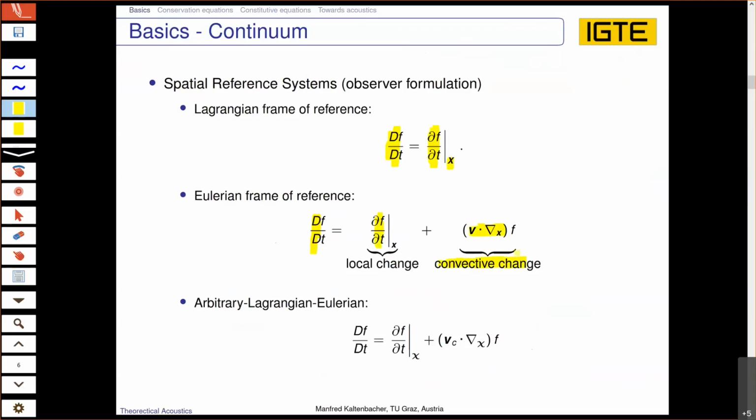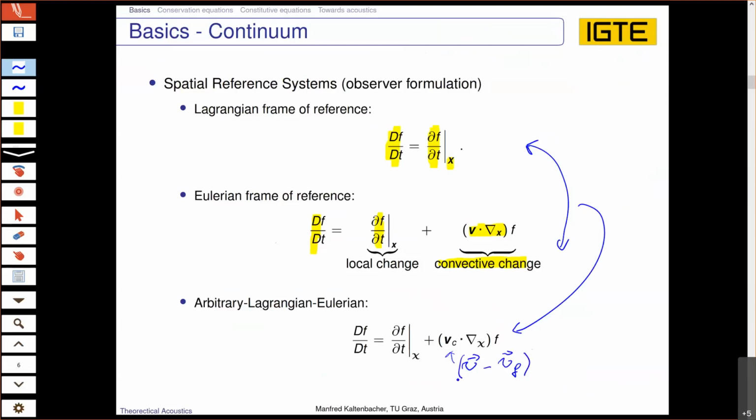If you now combine these two in a fluid structure interaction description, then we come up to this one, where we again clearly have a convective change. We call this the convective velocity, which is just the difference between the velocity we have in our system and the so-called grid velocity.